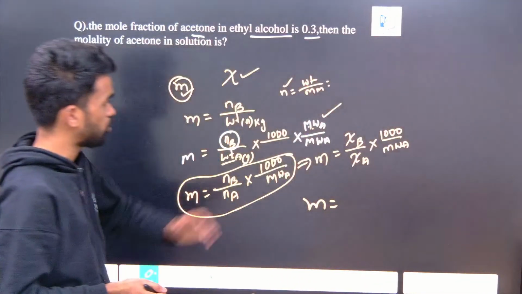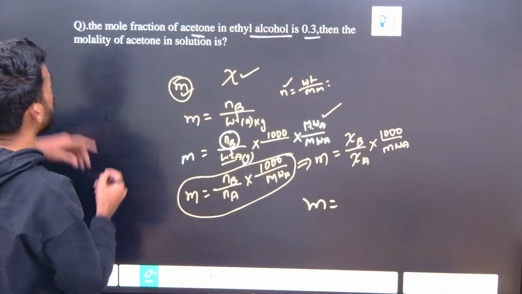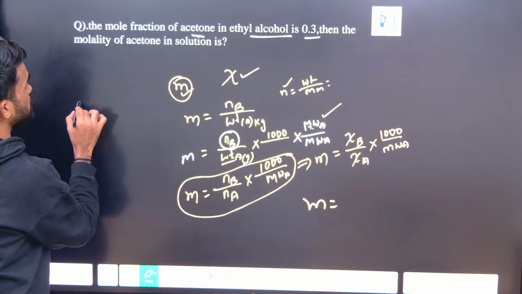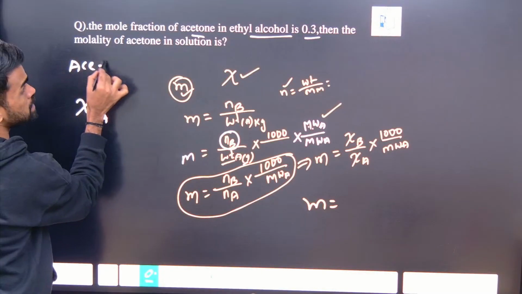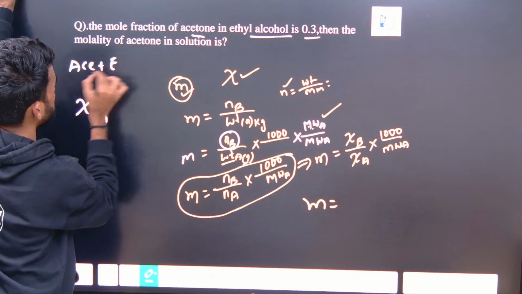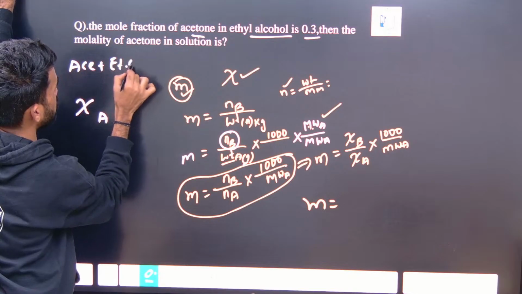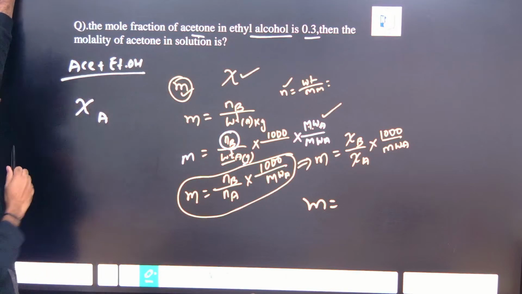So what is the mole fraction of solute here? They have given acetone. They have given a solution made up of acetone plus ethyl alcohol. So I am writing acetone plus ethyl alcohol. This is the solution they have used.